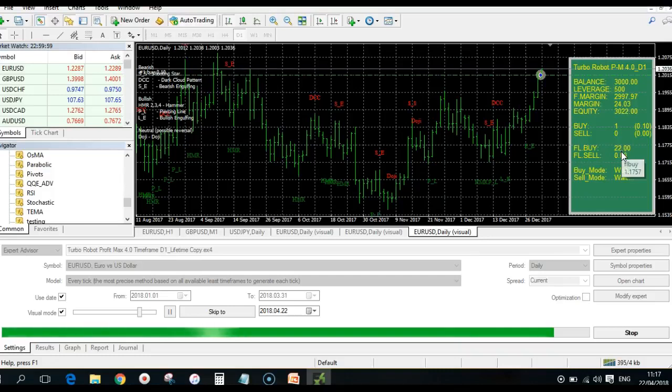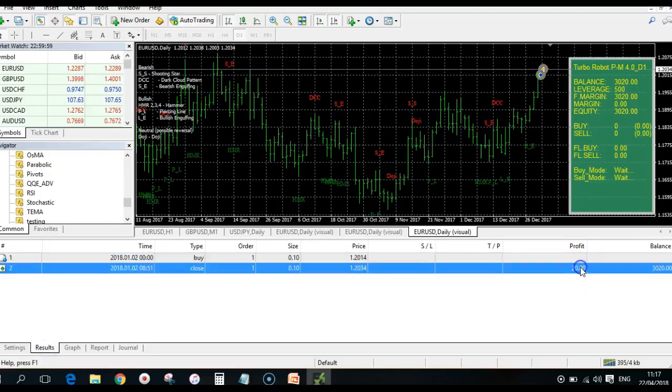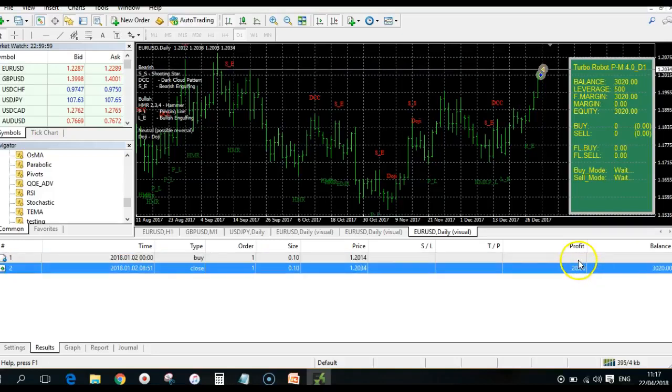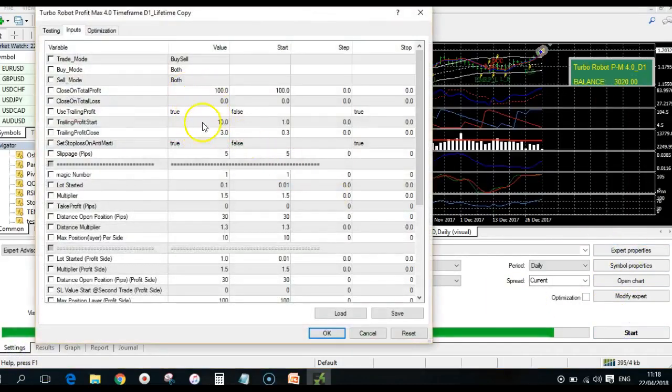So if the market reverses back, we will see if it is going to reverse. You see, okay, it's already closed. So we will go and see here. You are profiting $20. All right, so that's the basic concept. I hope you get it. So your settings, your TP and your tick value, how much, only you can add in your settings over here. All right, your trailing profit.